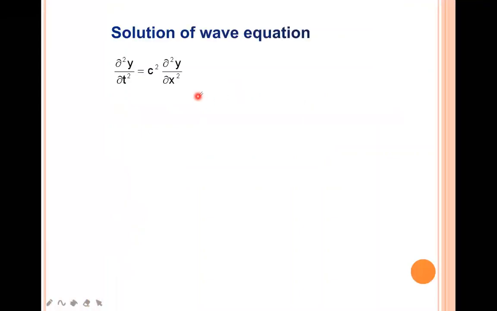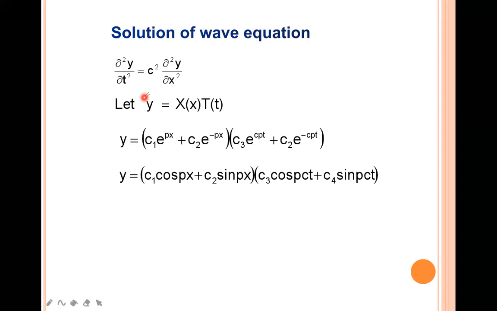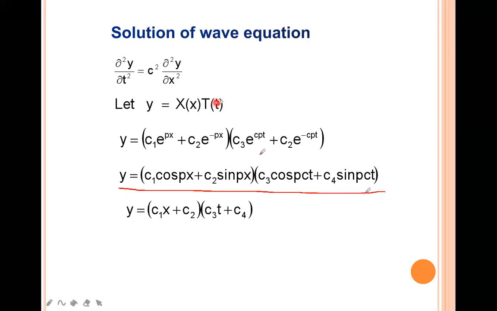We have already studied the wave equation. This is the general form of a wave equation. We solve this equation by using separation of variables. So y equals X of x times T of t, that means X is a function of x and T is a function of t. We differentiate this y with respect to t partially and with respect to x partially, twice each, and substitute, and we get two independent ordinary differential equations. From that we get these three solutions, and among them this one is the most suitable solution for the wave equation.